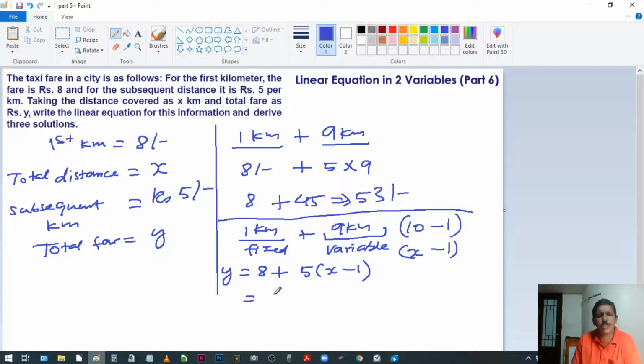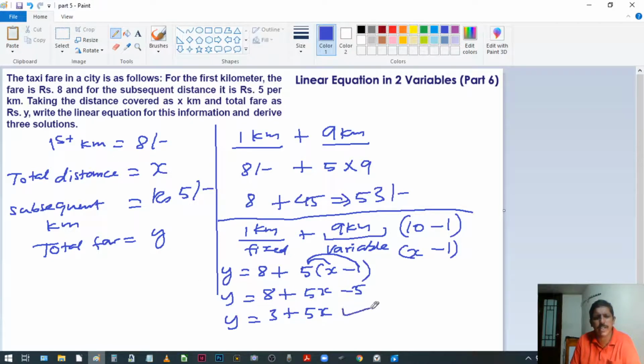So that means 8 plus 5 into x is 5x. Then 5 into 1 is minus 5. So that is equal to y. Then 8 minus 5 is 3, so 3 plus 5x is equal to y. Now from the problem we have arrived at an equation. With this formula, any number of kilometers you travel, you can get the answer. Shall we find three solutions for this equation?